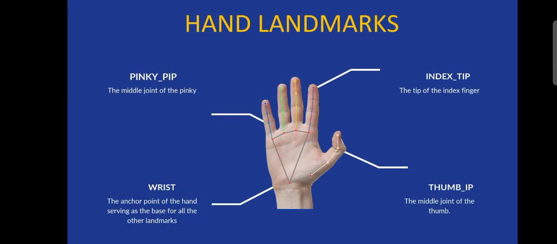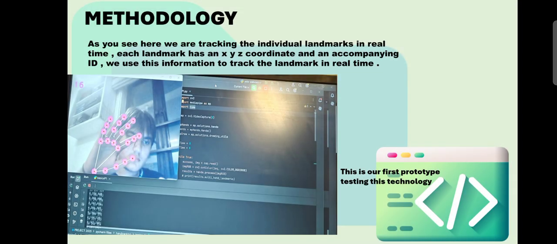So what are hand landmarks? There are 21 key hand landmarks that are mapped out in this way on our hand, and each specific point or landmark is independently tracked in real time. As you see here, each landmark is tracked in three-dimensional space using x, y, z coordinates, and each coordinate has an accompanying ID, and through that we can track the points or hand in real time.